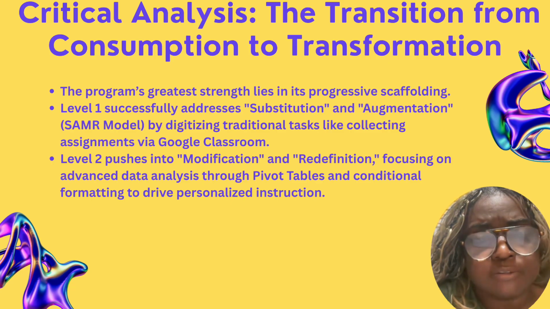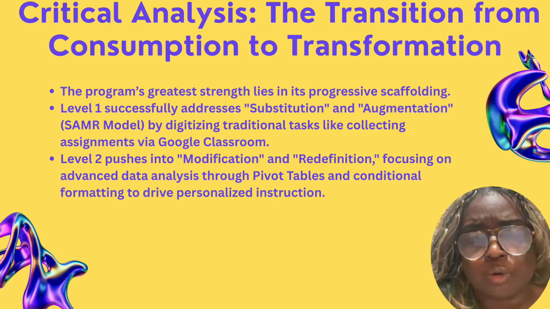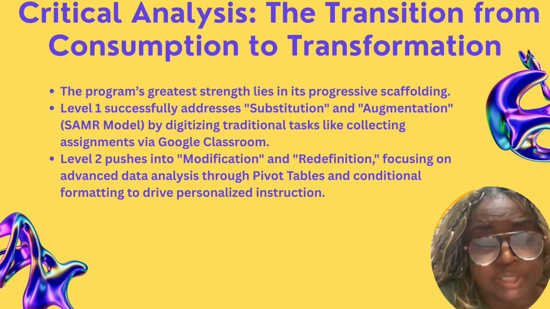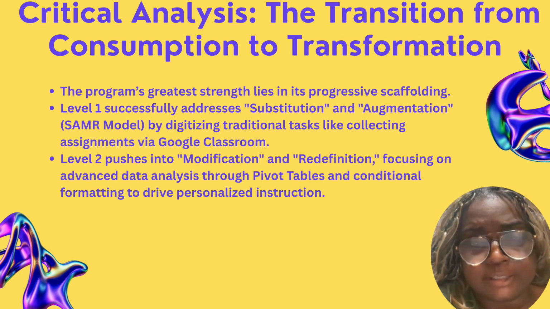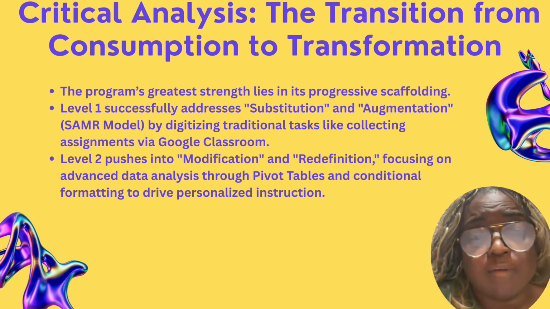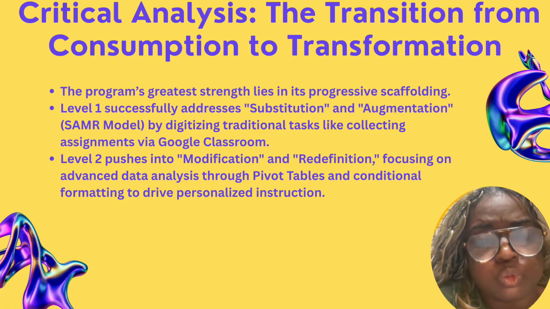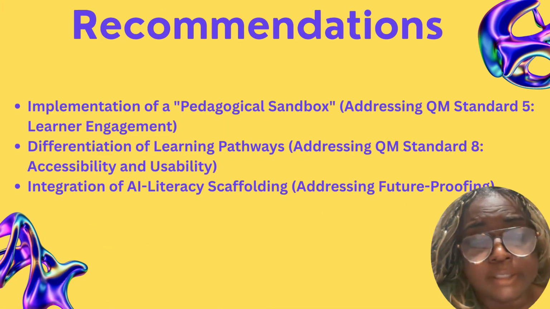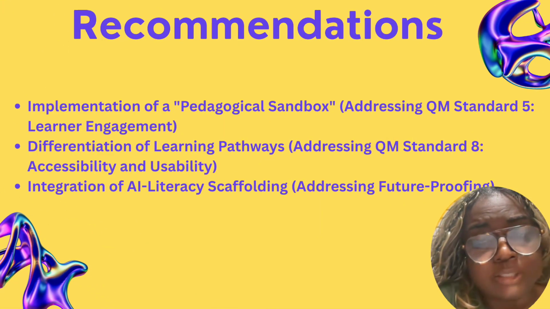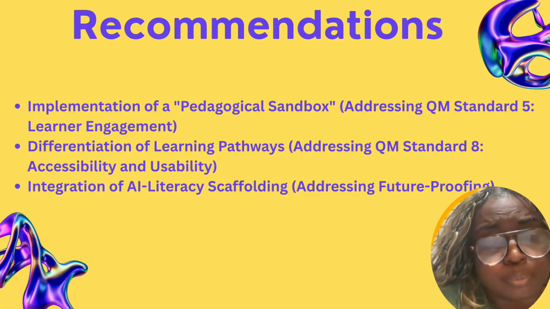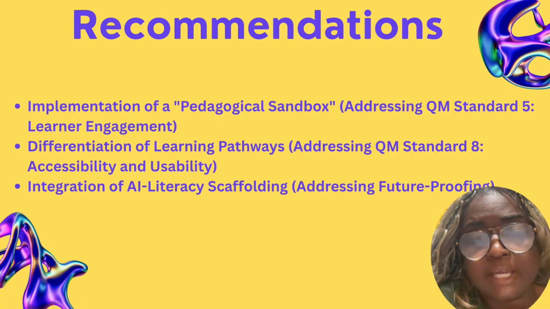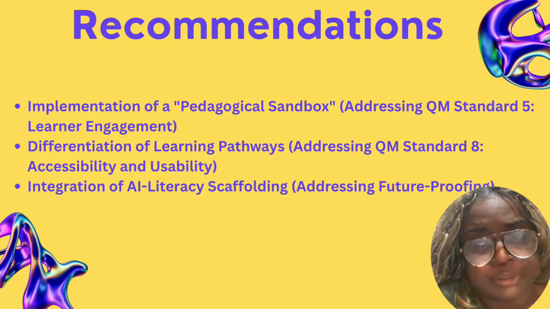Level 1 successfully introduces substitution and augmentation, in the SAMR model, by digitizing traditional tasks like collecting assignments via Google Classroom. Level 2 pushes into modification and redefinition, focusing on advanced data analysis through pivot tables and conditional formatting to drive personalized instruction. However, my analysis reveals a gap in synchronous social presence, Quality Matters Standard 5, as the program is entirely self-paced and lacks built-in peer-to-peer interaction.